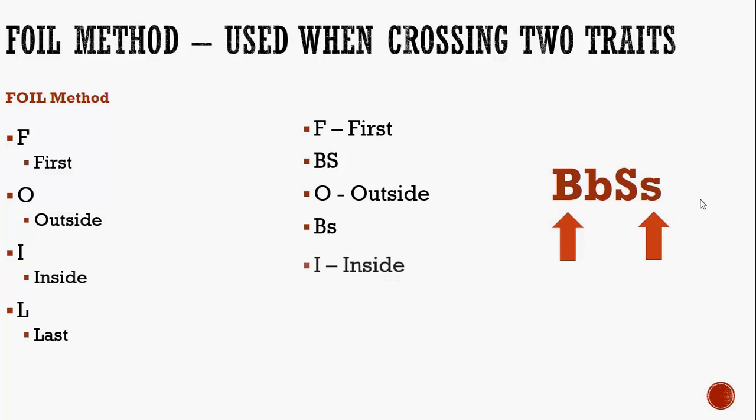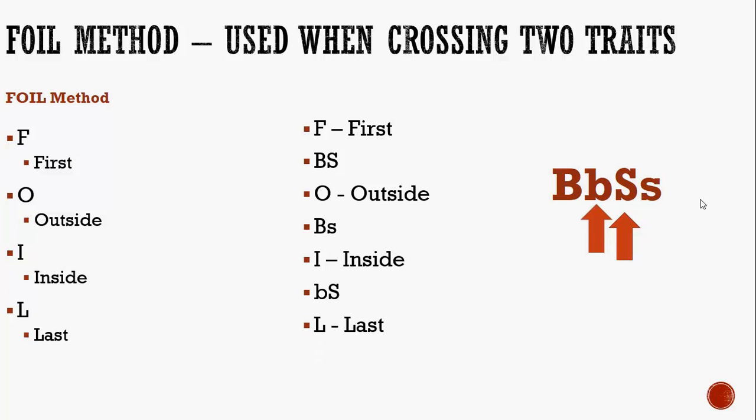Then I move to I, which is my inside. I'm going to have a lowercase b and my capital S. They are the most inner letters right there in the middle. And then I move to L, which are my last set of letters, which are going to be my lowercase b and my lowercase s. Now I have my 1, 2, 3, 4 pairs of haploid cells because they're only carrying half the letters. They only have one B it's carrying and one S that it's carrying.